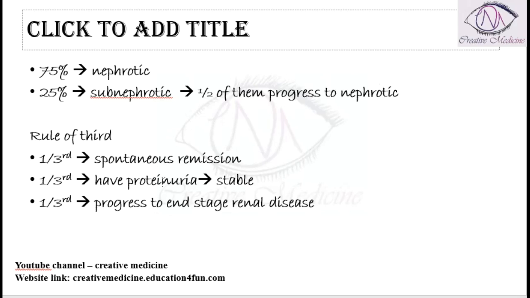So for the course of the disease, we have the rule of three for membranous glomerulonephritis. According to this rule of three, one third of the patients will undergo spontaneous remission, one third of the patients will have proteinuria but remain stable, whereas one third of the patients will progress to end stage renal disease.